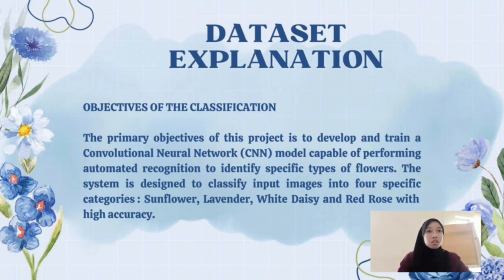So the primary objective of this project is to develop and train a convolutional neural network (CNN) model capable of performing automated recognition to identify specific types of flowers. The system is designed to classify input images into 4 specific categories, which are sunflower, lavender, white daisy, and red rose, with high accuracy.